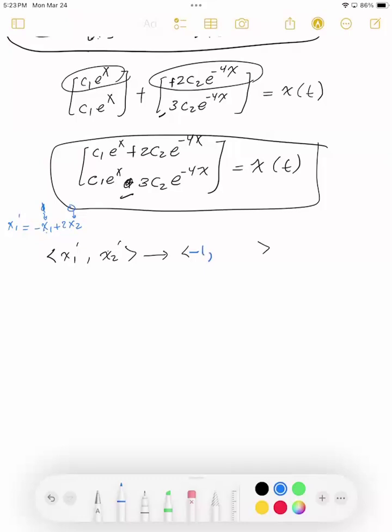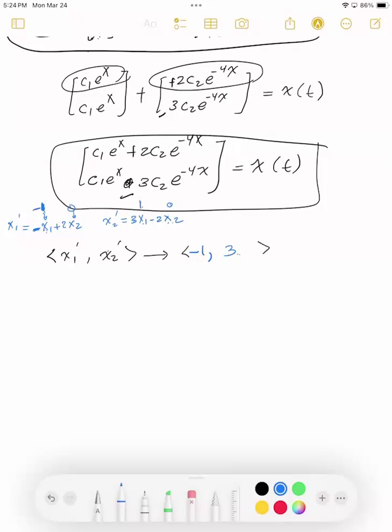Then my other equation is x2 prime is equal to 3x1 minus 2x2. My mistake. If I put 1 for x1, I had a negative here, so I get -1. Then I'm going to put that 1 and 0 here to find the second component. So I put 1 for x1 and 0 for x2. 3 times 1 is 3, 2 times 0 is 0. So I just get a +3.